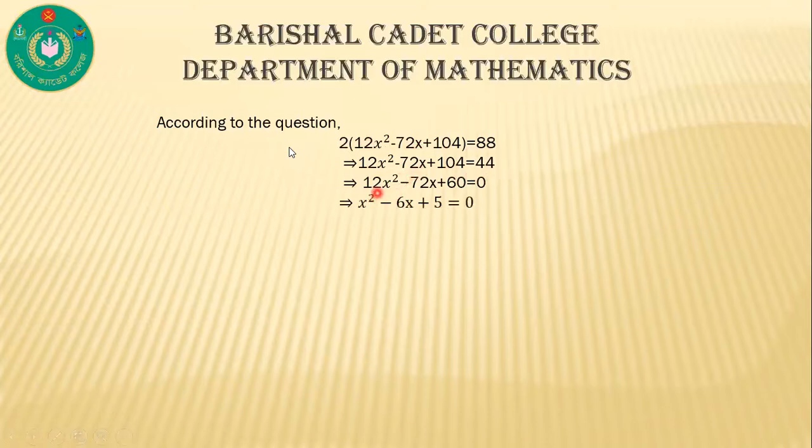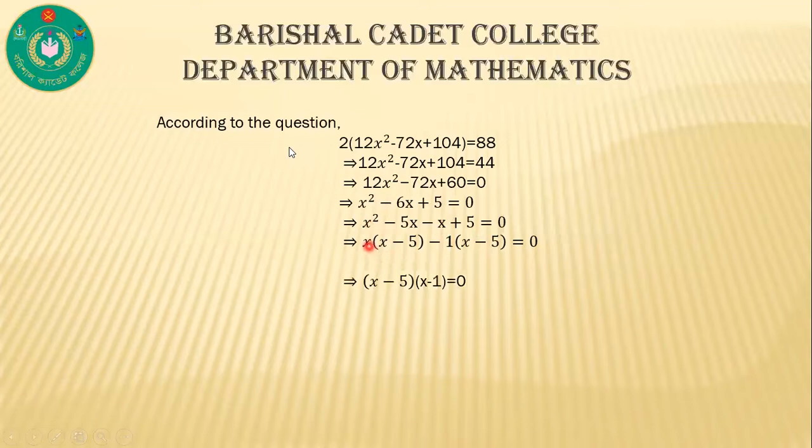Now divide by 12. Then we can write x square minus 6x plus 5 is equal to 0. Now split the middle term of this equation, then we can write 5x minus x. Now x common, then we can write x minus 5. Here minus 1 common, then we can write x minus 5. Now x minus 5 common, then we can write x minus 1 is equal to 0.